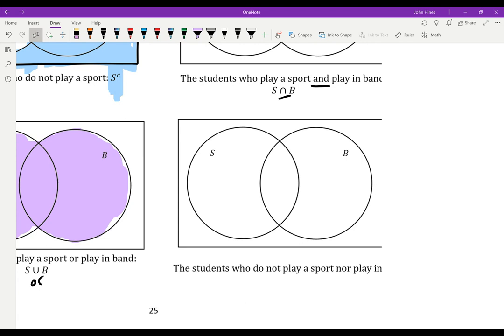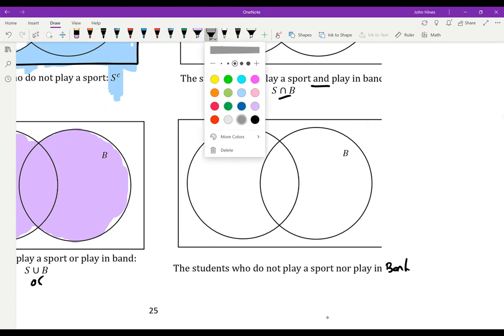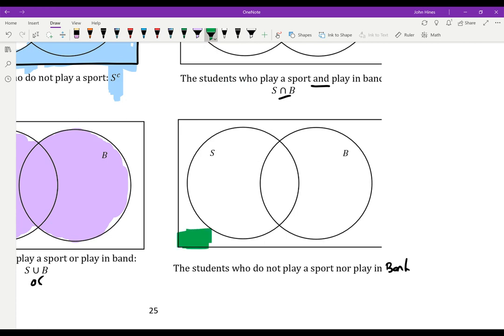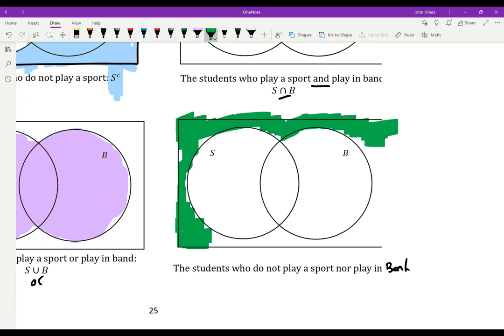What about the students who do not play in sports and do not play in band? So they don't play in sports and they don't play in band. Well, that's talking about the outsiders there, isn't it? No sports, no band. They've got to live on the outside. You cannot be in the sports circle. And you also can't be in the band circle.